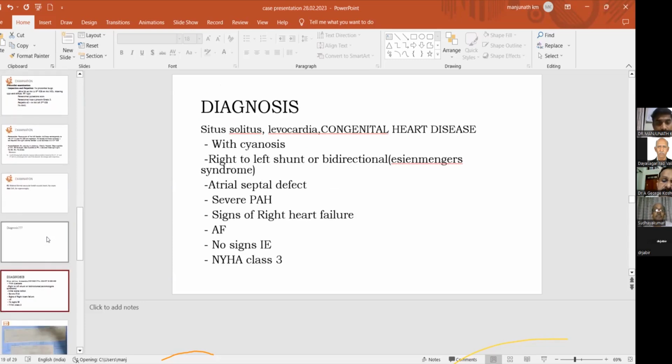Sir, I would go with situs solitus with levocardia, congenital heart disease with cyanosis. So there is a right to left shunt or bidirectional shunt, Eisenmenger syndrome, probably ASD. What makes you say it's bidirectional? What do you call telling things for which you do not have any basis? Right to left shunt with atrial septal defect, with severe PH, with signs of right heart failure, in atrial fibrillation, with no signs of infection.